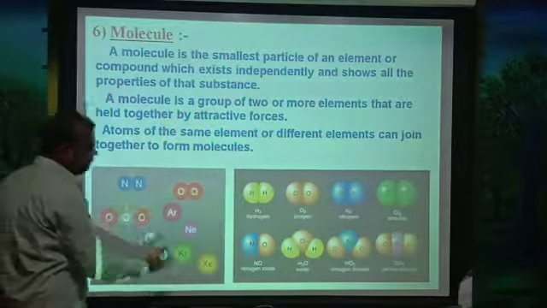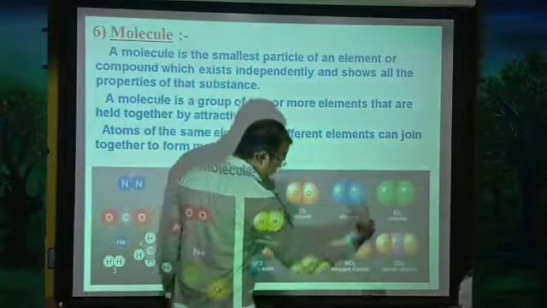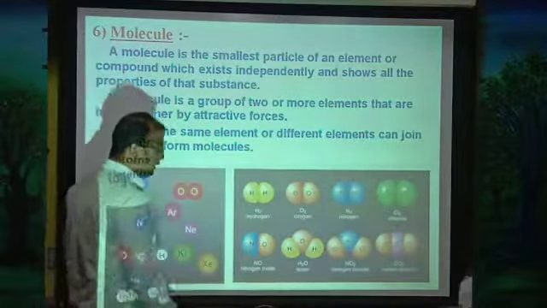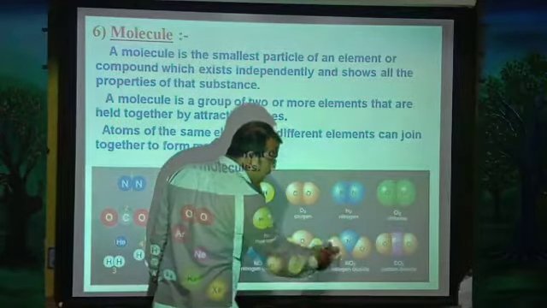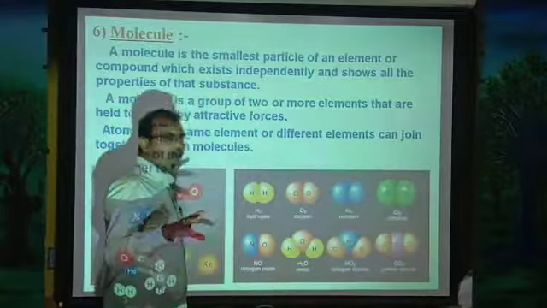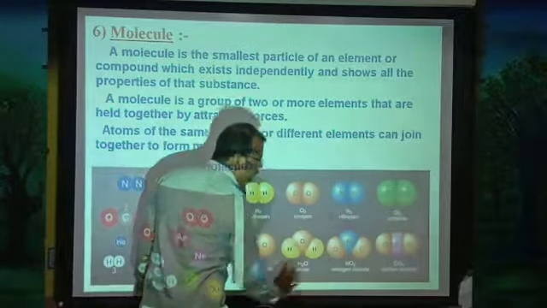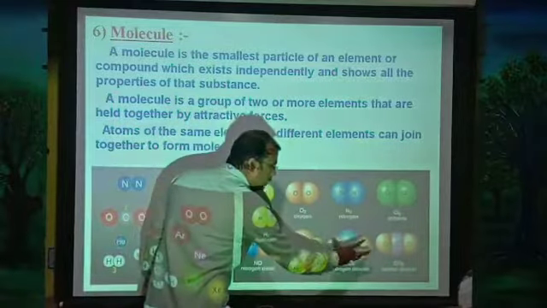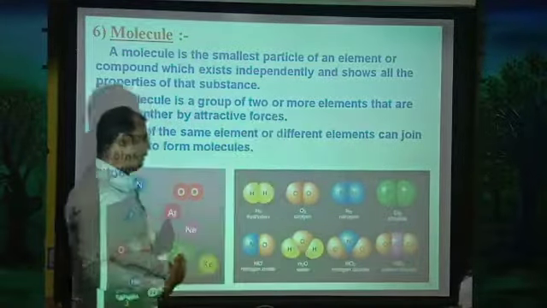Here you see nitrogen dioxide, made of oxygen and nitrogen. There are two different elements, so these are atoms of different elements. Oxygen is one atom and nitrogen is one atom. These are held together and make one molecule.